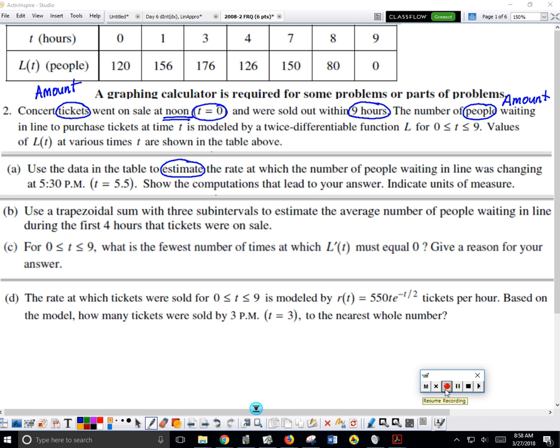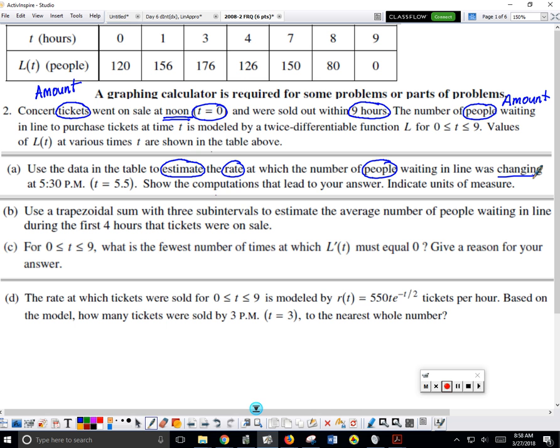It's very common on the AP test to give problems where you estimate something versus calculate something or find something. If you can keep straight in your mind the difference between what we do when we estimate versus when we find, it actually helps solve the problem. So, estimate the rate at which the number of people waiting in line is changing. So I'm kind of thinking Danica's chart.